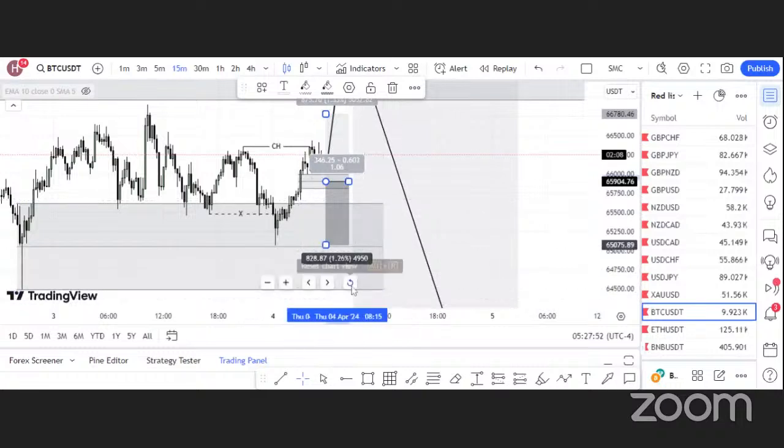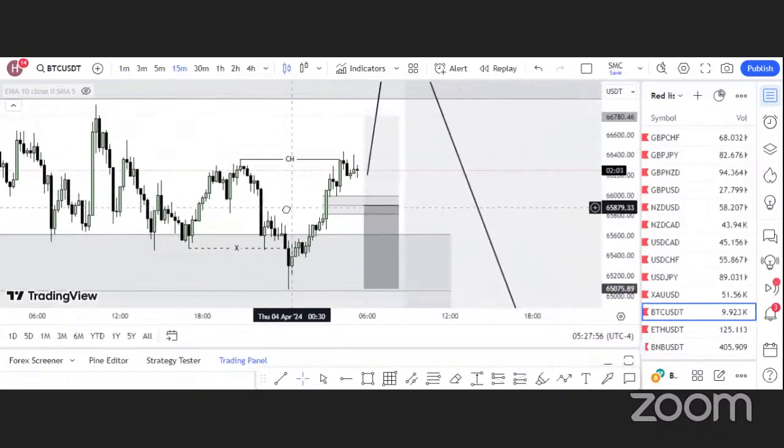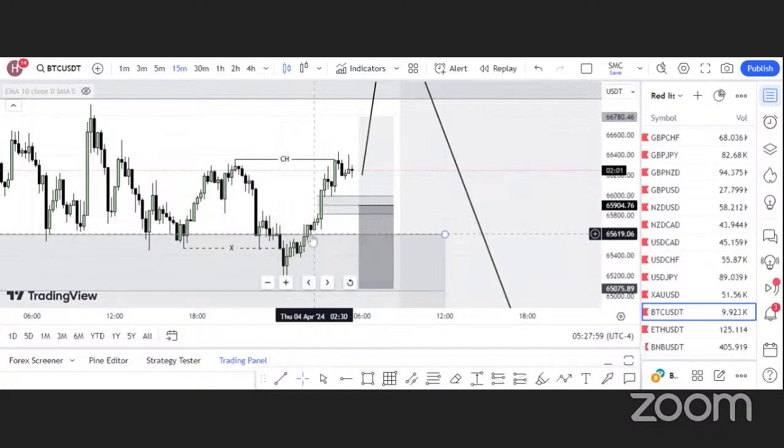Let me zoom that out so we can see that better. You see this market was printing bullish candles, the green candles. And when they got to this point, this is where the market closed, because when the market is bullish, it opens below and closes above. When the market is bearish, it opens above and then closes below. So this market was bullish and then it closes.